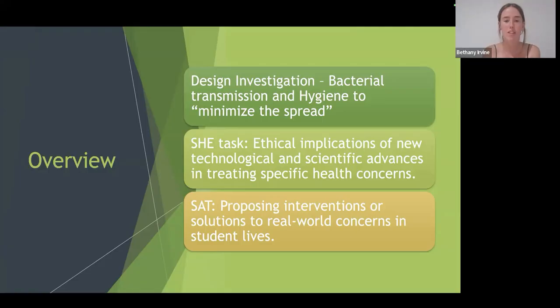The original design investigation involved the effect of exercise on heart rate. While this is a real-world example of biomechanical cause and effect, we decided to alter our investigation to something more relevant. So we decided to minimise the spread, technological and scientific advances, and proposing interventions or solutions to real-world concerns.